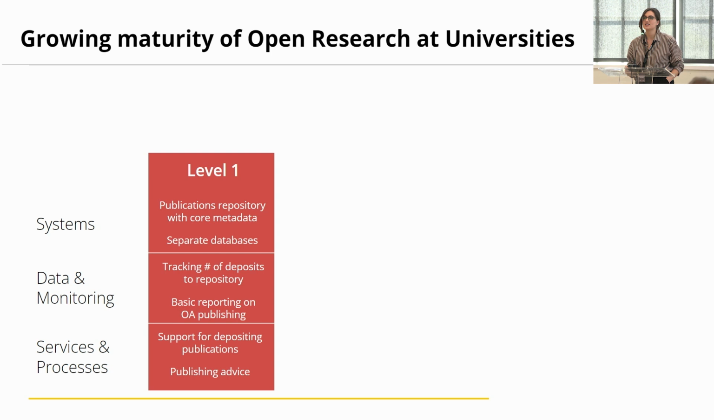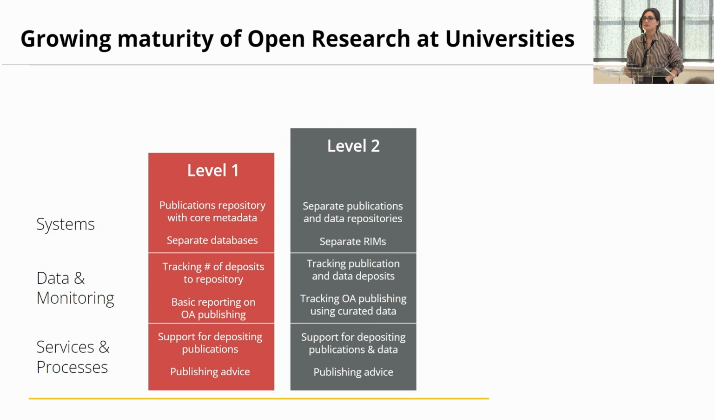But if we look at systems, level 1 is publications repositories with some core metadata, but you've got lots of separate databases, tracking the number of deposits to the repository, and you're supporting deposit pretty much just for publications and maybe giving some advice. Level 2, we're looking at publications and data repositories, being able to be integrated, that are still separate from the RIM system, so from an Elements system. You might be tracking publications and data deposits, as well as OA publishing and curated data reporting. And the support then extends also to data as well as publications.